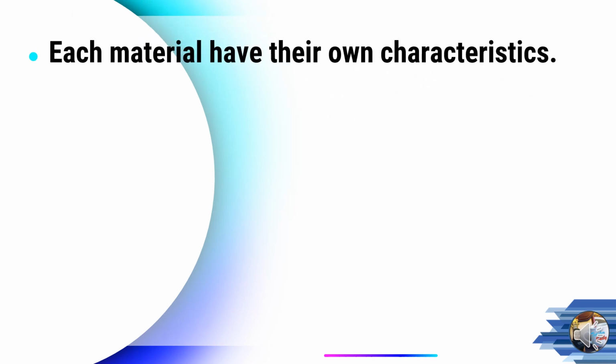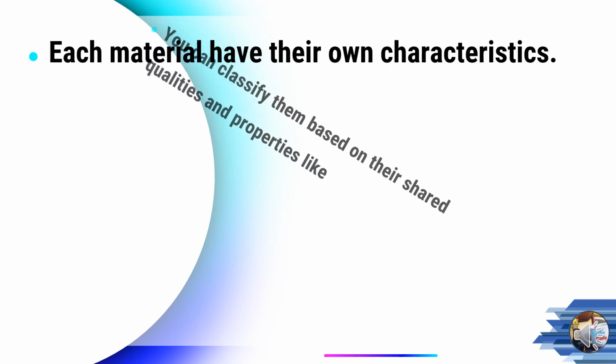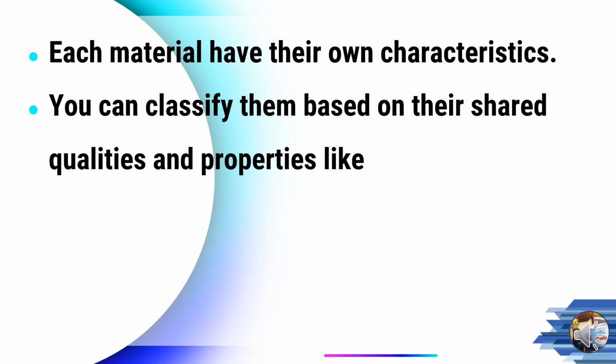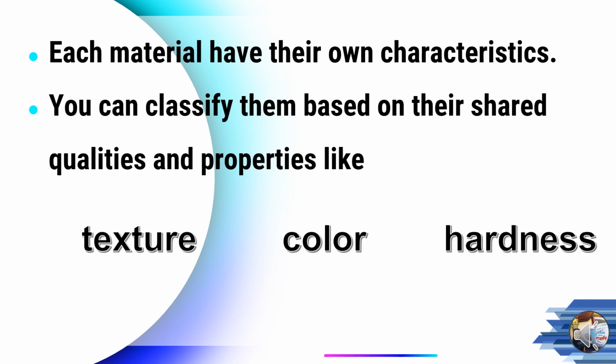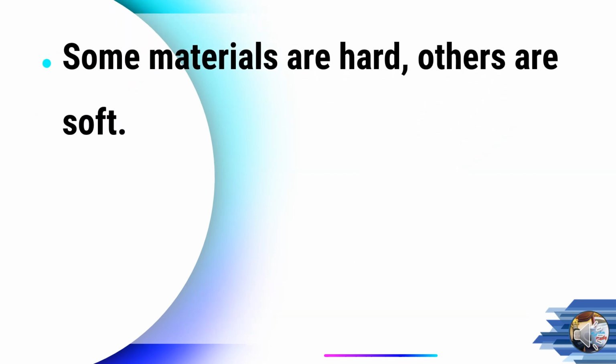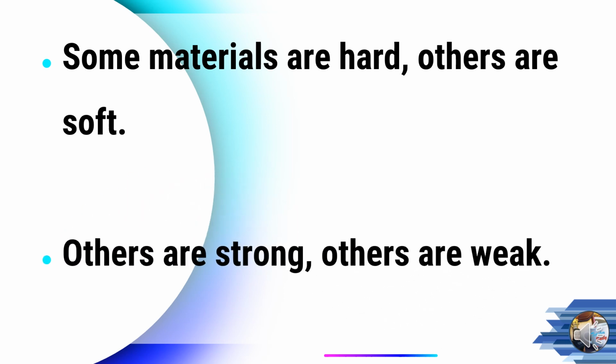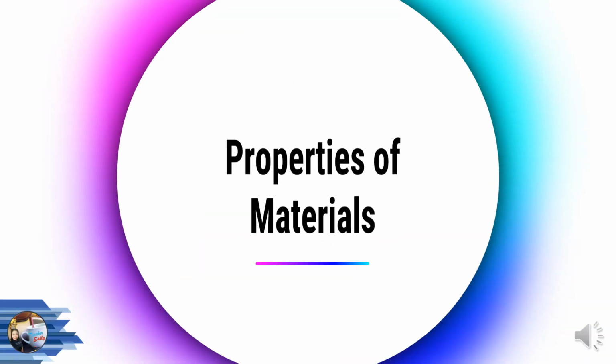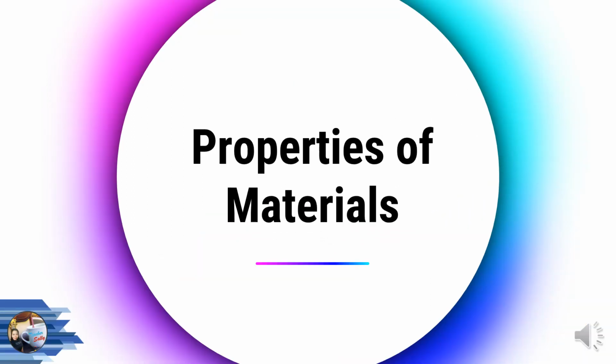Each material has its own characteristics. You can classify them based on their shared qualities and properties like texture, color, and hardness. And this we call the physical properties. Some materials are hard, others are soft. Others are strong, others are weak. Here is the list of properties of materials.